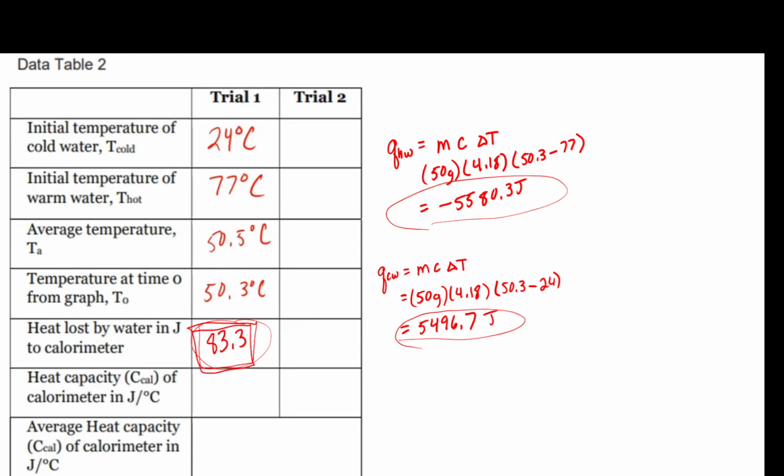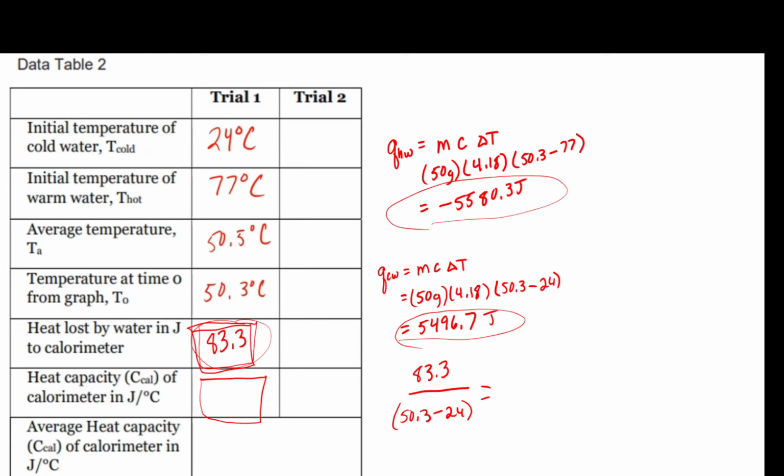In our further experiments, so this number here is exclusive to our experiments. In our further experiments, our temperature changes will be different. So we will lose different amounts of energy to our cup. And so we want to correct for every degree of temperature change. So to figure out this box here, heat capacity per degree Celsius, I will take the figure that I have here, the 83.3, and I will divide it by the total temperature change of the cup. And so the cup's temperature change should be the same as the cold water's temperature change, which was 50.3 minus 24.